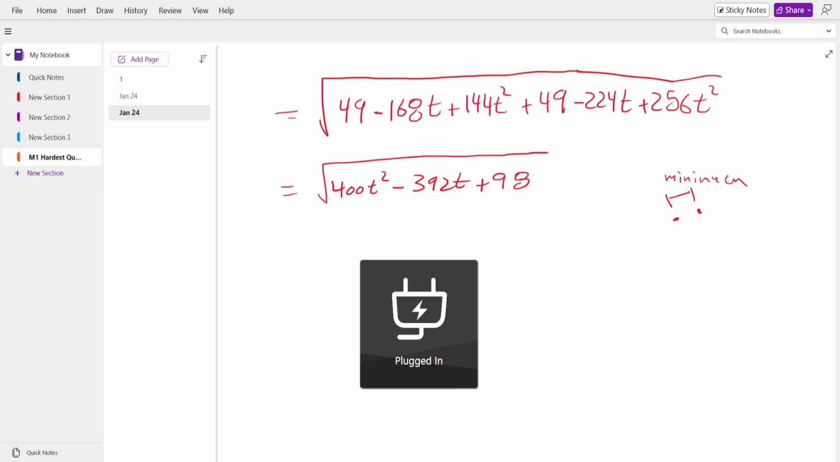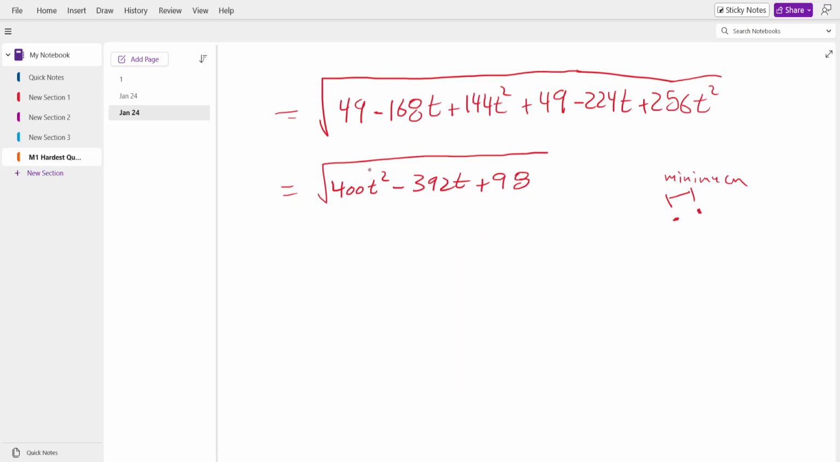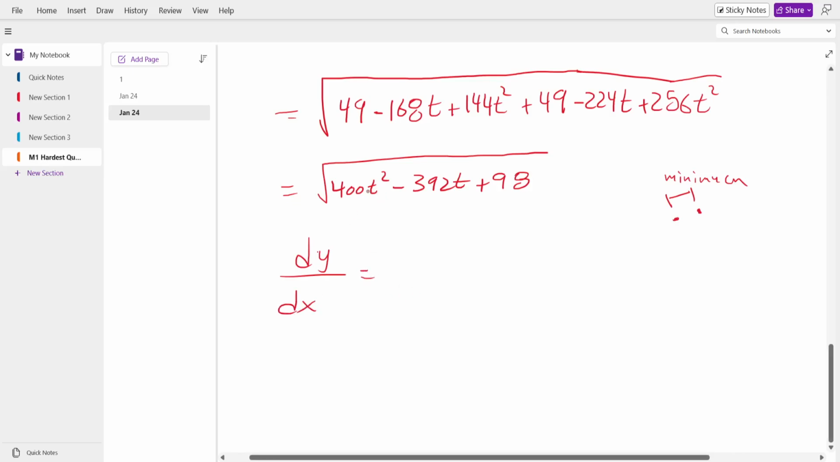So what we can do is that we know that the minimum for this thing means that the expression under the square root should be a minimum. So if I want to look at the differentiation of the expression under the square root, it's going to be something like this. So let's say dy by dx, this thing is going to equal dy by dt. We're differentiating with respect to t. So it's going to be 800t minus 392. This is going to be the differentiation.